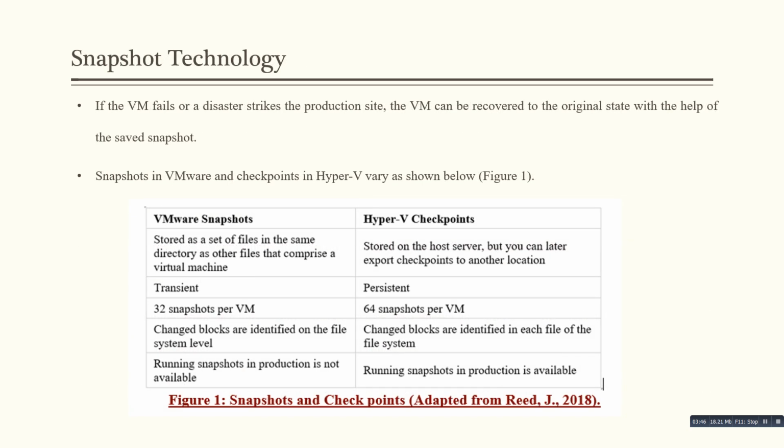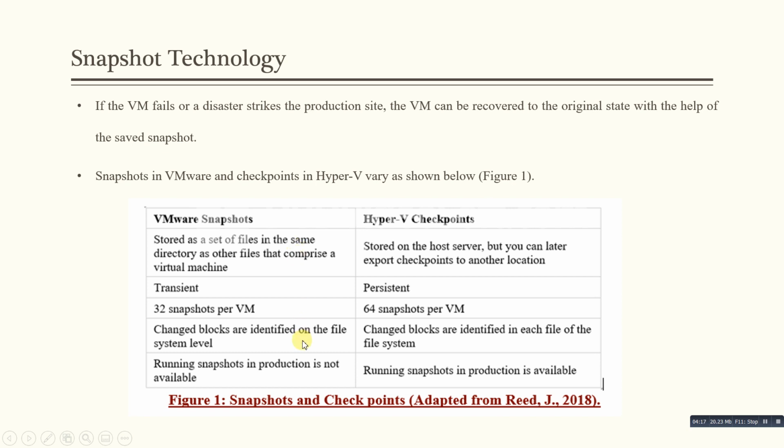So if a VM fails or a disaster strikes a production site, the VM can be recovered to the original state with the help of the saved snapshot. The differences between snapshots and checkpoints are provided here in terms of the number of snapshots supported, where the files are stored, how the change blocks are identified, and whether running snapshots in production is available or not.